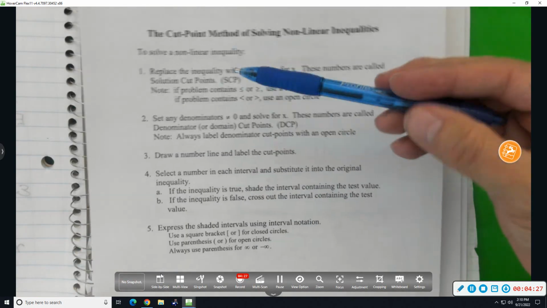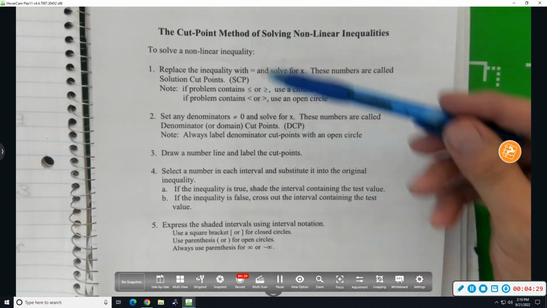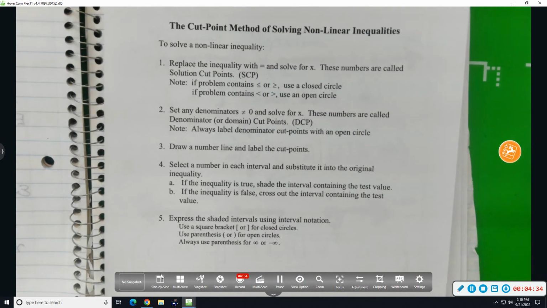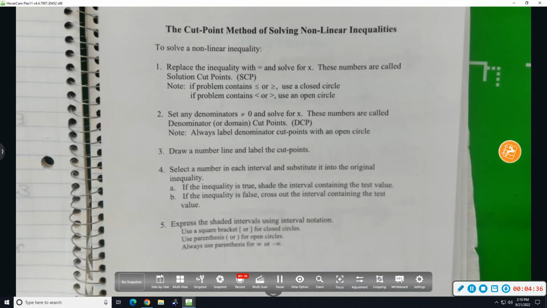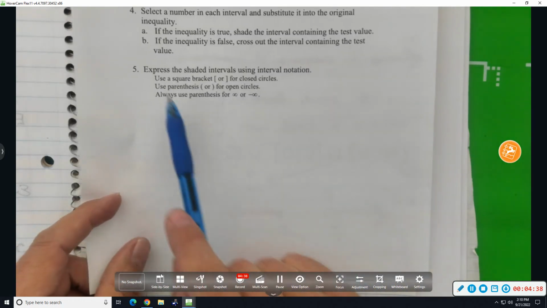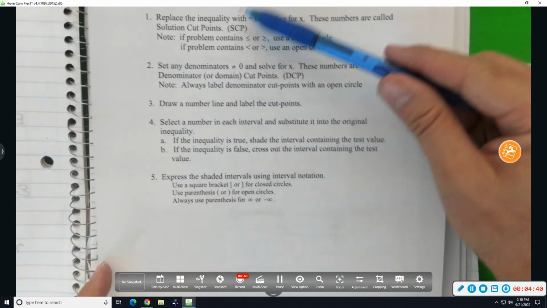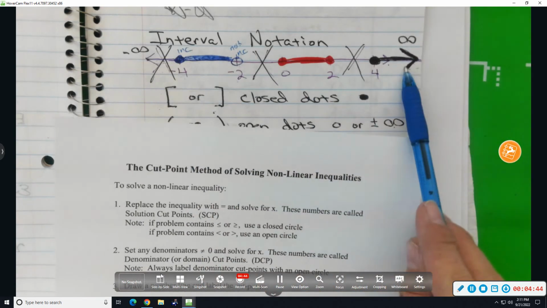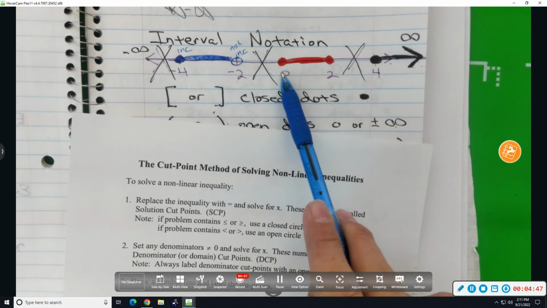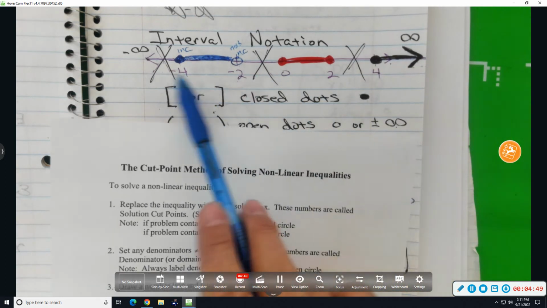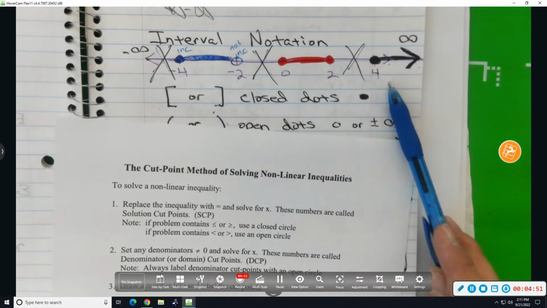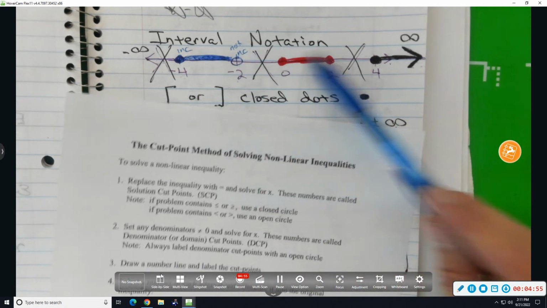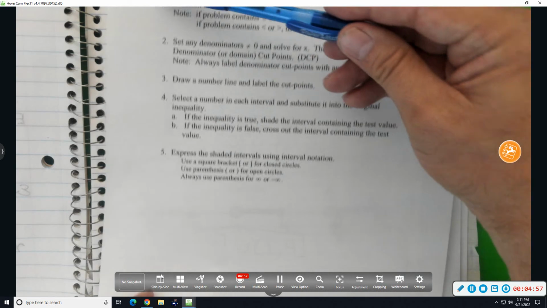But this sheet of paper are the steps that we will be using when doing today's assignment. And I just want to look at step number 5. These first 4 steps talk you through how to draw a number line, how to label these cut points on the number line. That's what you call the numbers that have an open or closed circle. And then how to decide whether there's open and closed circles and how to shade. That's steps 1, 2, 3, 4.